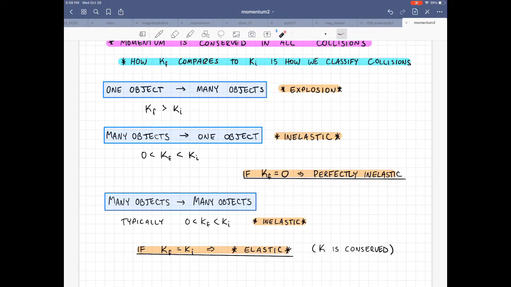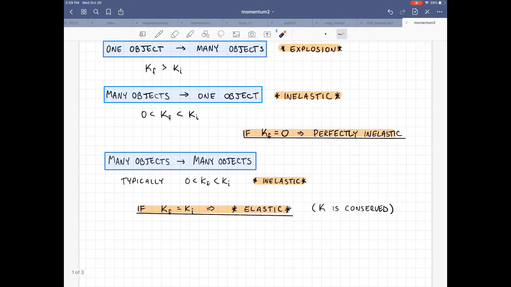generally speaking. And in the extreme, if the final kinetic energy is zero, that is, after the collision, all of the objects in your system are at rest, then that's referred to as perfectly inelastic. And so that's the maximum change in the kinetic energy of the system, where the final kinetic energy is zero. So again, a typical way that you would see that in a collision would be several objects coming together and then sticking together.